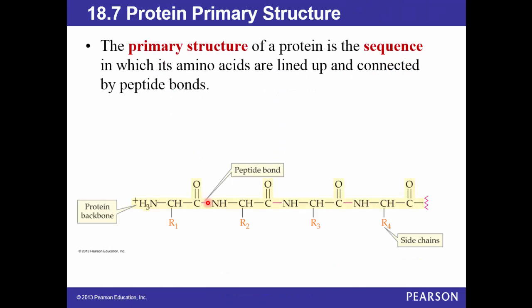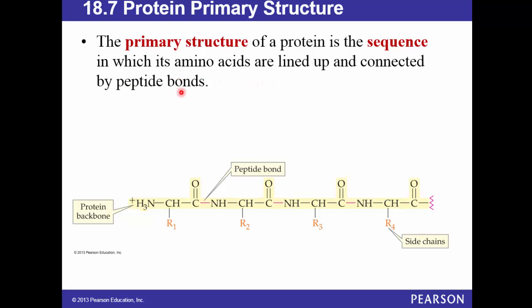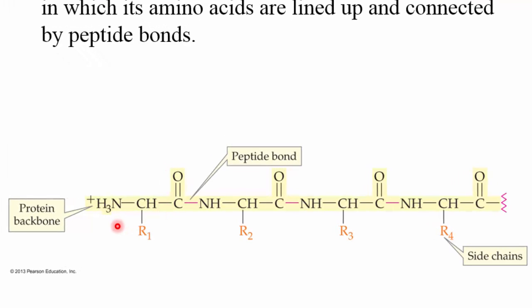Now, protein primary structure. The primary structure of a protein is the sequence in which its amino acids are lined up and connected by peptide bonds. You see here, as I showed you before, from R1 to R4, these are 4 amino acid residues. So this is a tetrapeptide with 1, 2, and 3 peptide bonds.